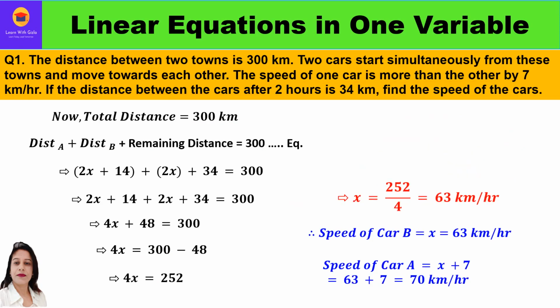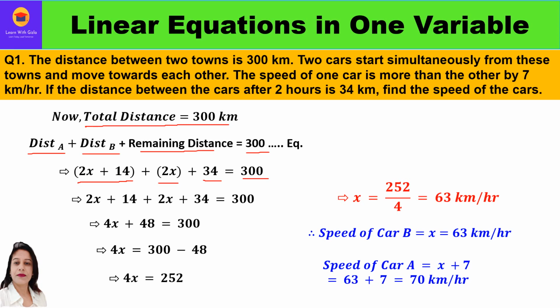So now we can say the total distance, which is 300 kilometers, comprises the distance covered by car A plus the distance covered by car B, plus the remaining distance which still has to be covered, and that is equal to 300 kilometers, right? So we can put the values now. Distance covered by car A is 2x plus 14, distance covered by car B is 2x, remaining distance is 34, and the total is 300 kilometers. Now we shall solve it.